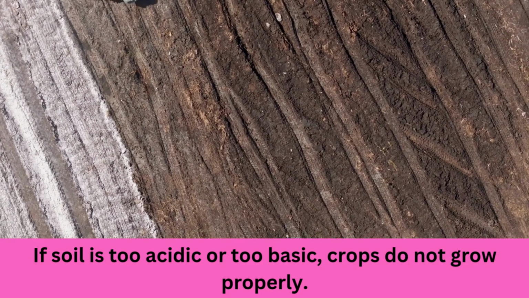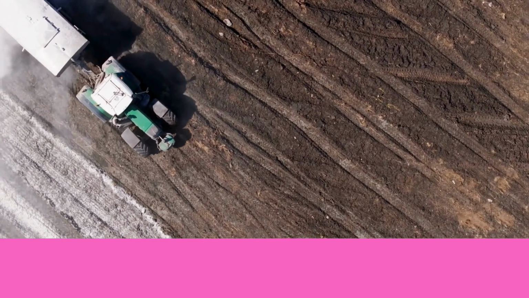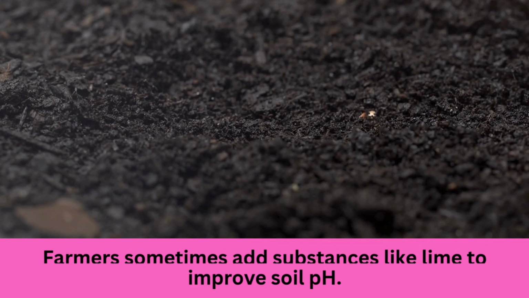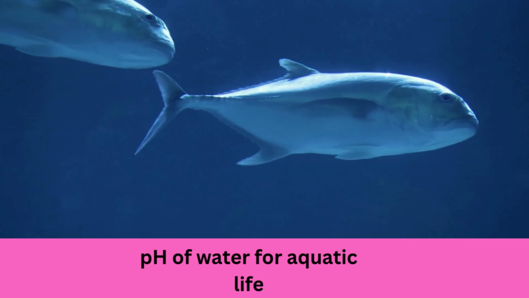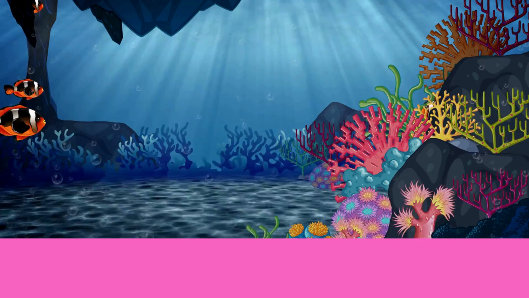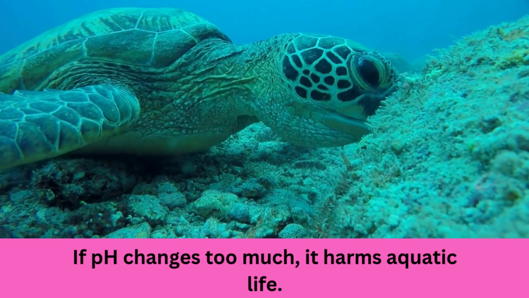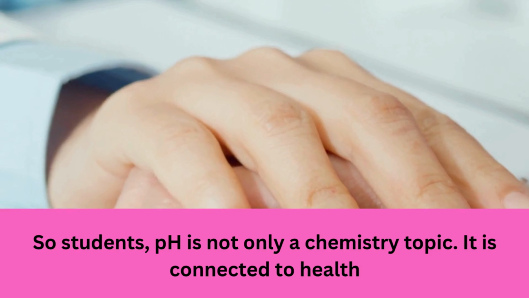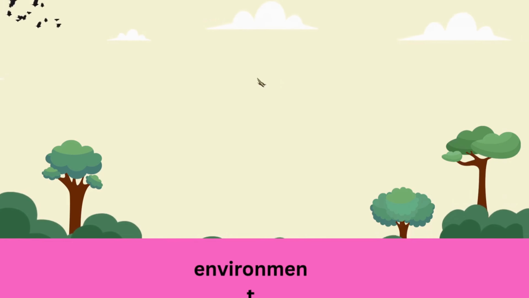pH of soil. Plants grow well only when soil has suitable pH. If soil is too acidic or too basic, crops do not grow properly. Farmers sometimes add substances like lime to improve soil pH. pH of water for aquatic life. Aquatic animals can survive only in water with proper pH. If pH changes too much, it harms aquatic life. So students, pH is not only a chemistry topic, it is connected to health, agriculture and environment.